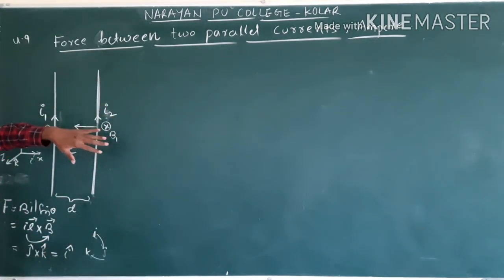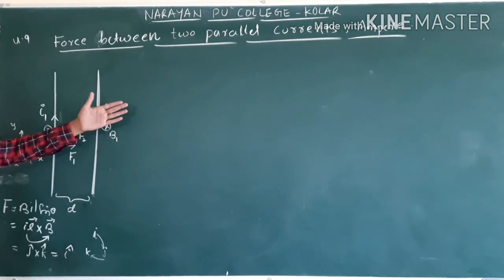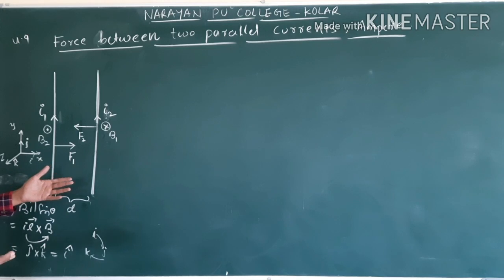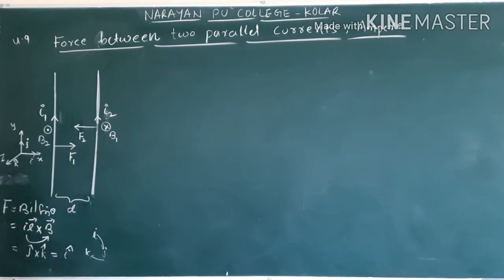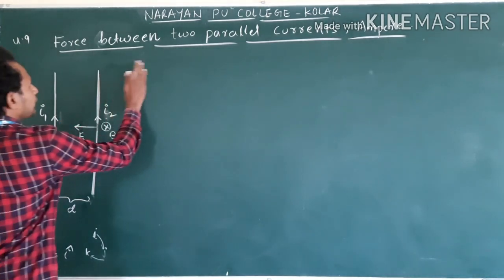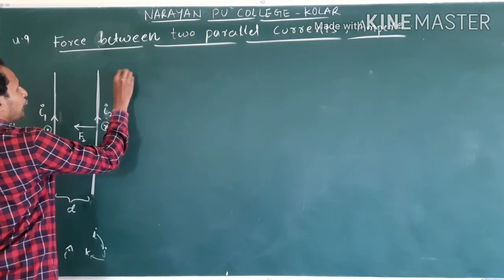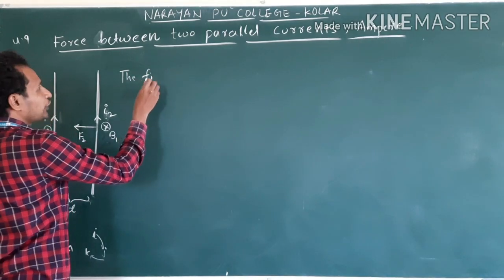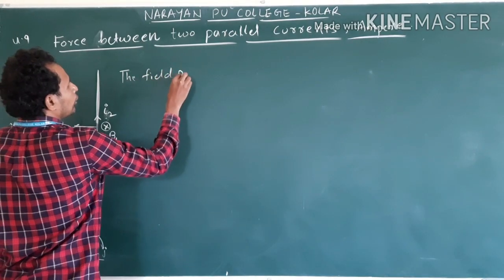We will write, let us consider two parallel conductors carrying current I1 and I2. They are separated by distance d in free space. Those are common things, description. Now the derivation, come to the derivation part. Then how do we write? First concept, the field. Here, field means magnetic field.